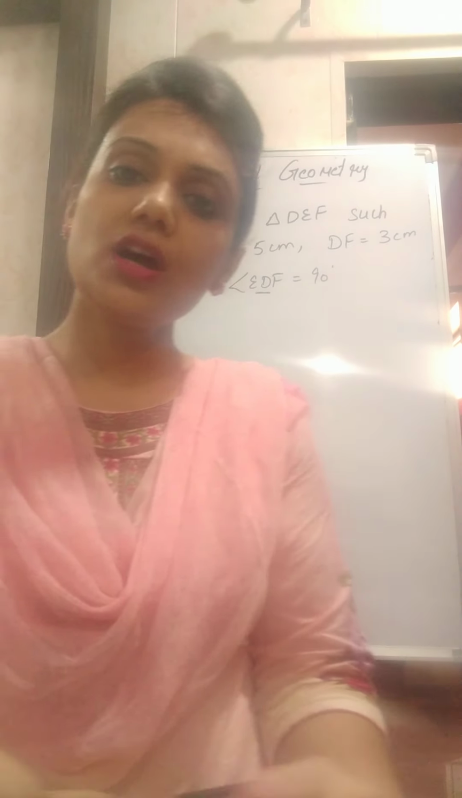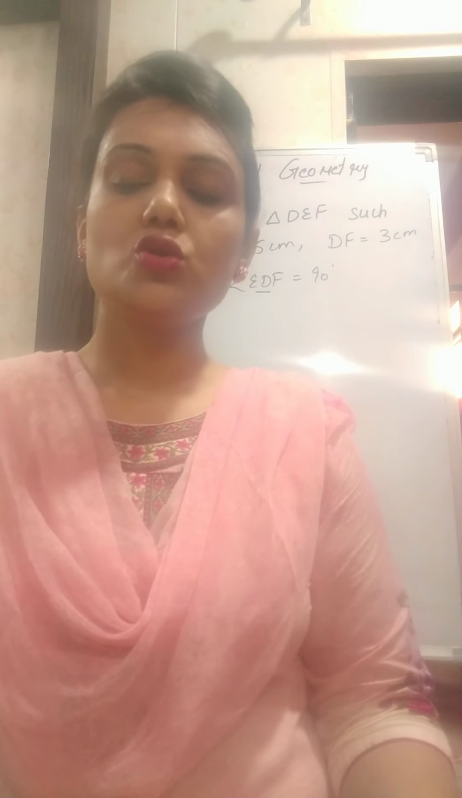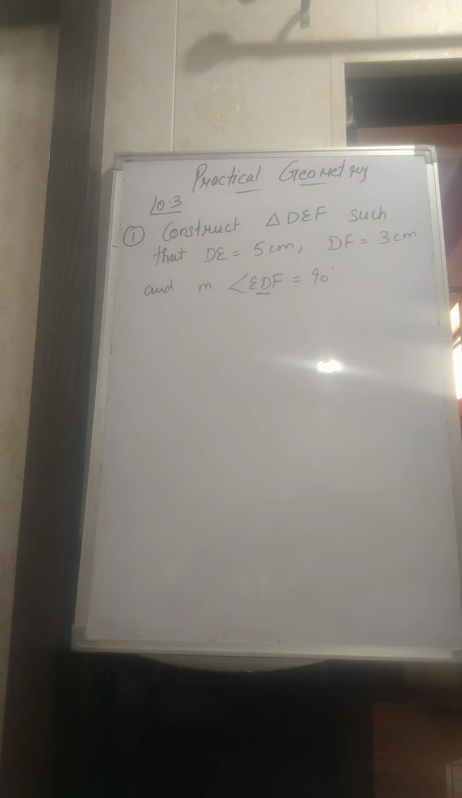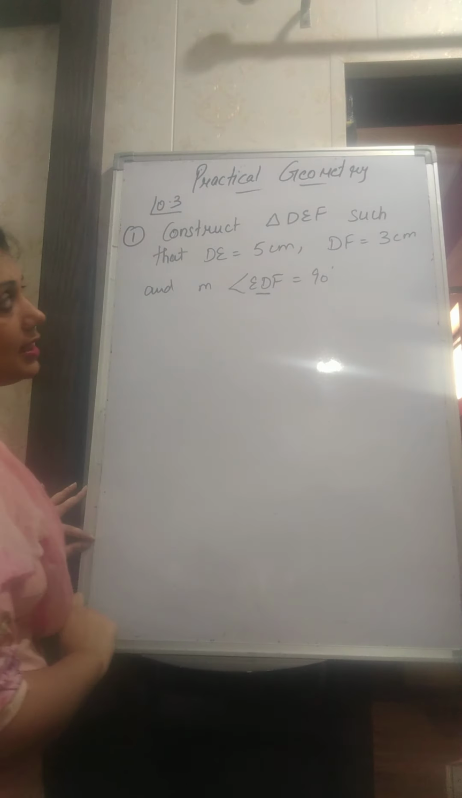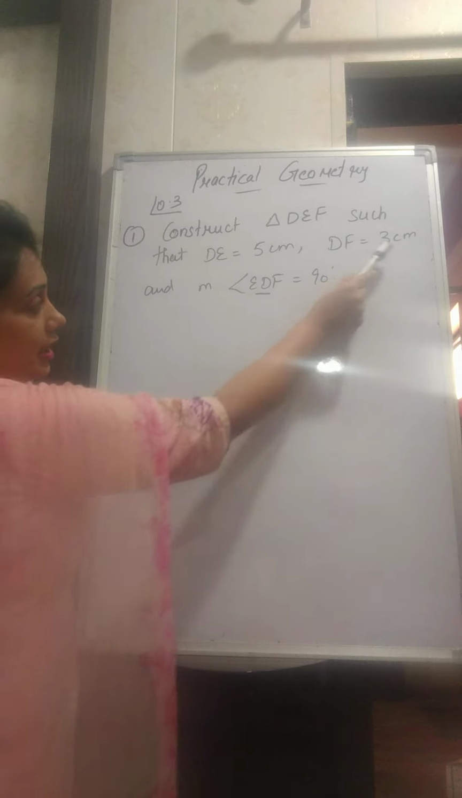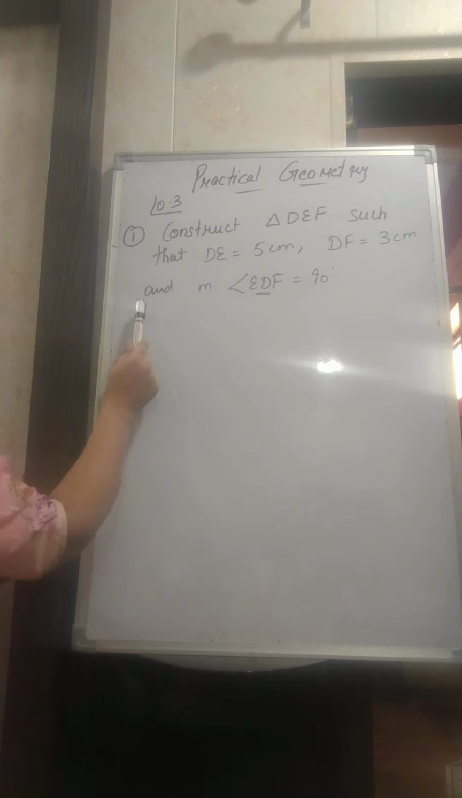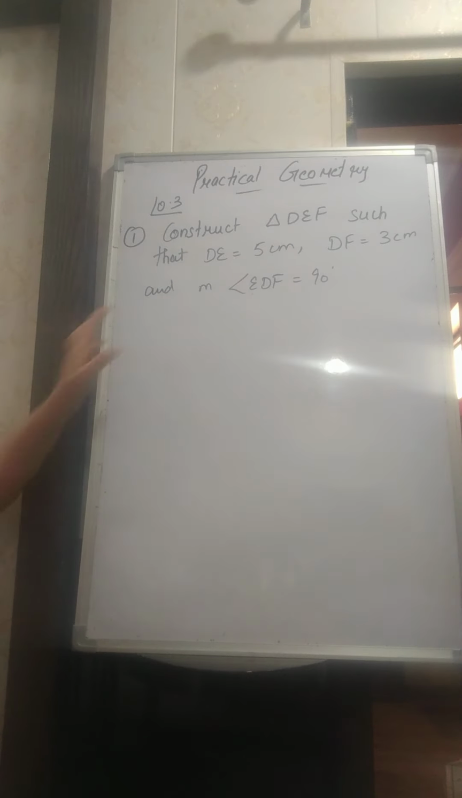Students, today we are going to learn how to construct a triangle when two sides and one angle are given. So, we are going to start with exercise 10.3, question number 1. Construct triangle DEF such that DE is equal to 5 centimeter, DF is equal to 3 centimeter and measure of angle EDF is 90. This M means measure. Measure of angle EDF is equal to 90.